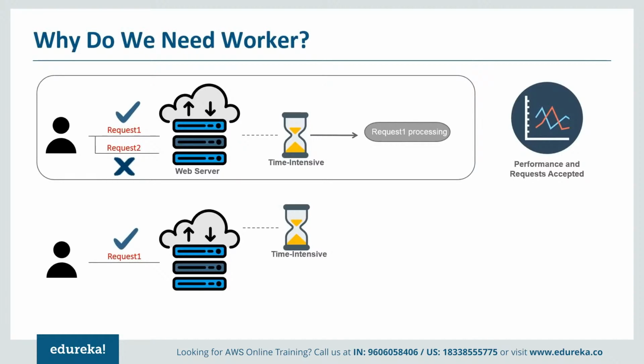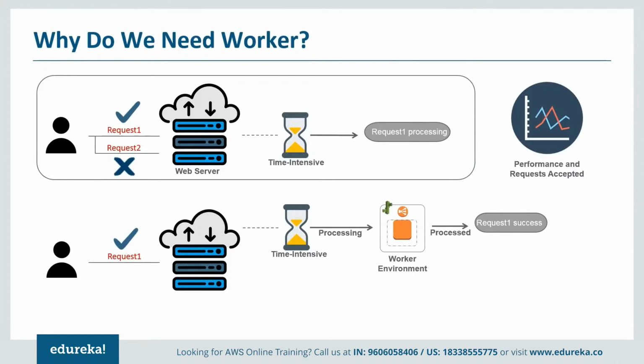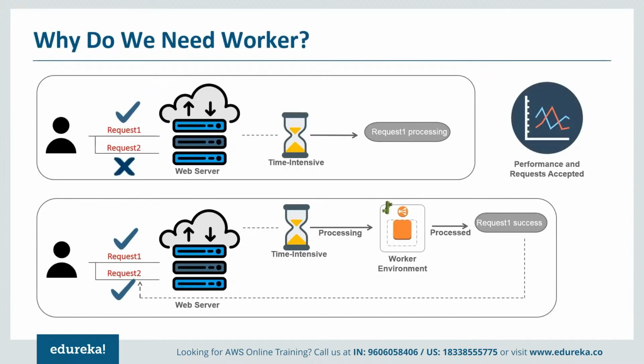Alternatively, let's say a client has made a request and your web server has accepted it and it starts processing the request. And again, it comes across tasks which are taking a lot of time. This time what it does, it transfers all these tasks to worker environment. And this worker environment will handle all these tasks. And request 1 is successfully completed. Meanwhile, if it receives a second request, since it has completed processing request 1, it will accept request 2. I hope the scenario was clear.